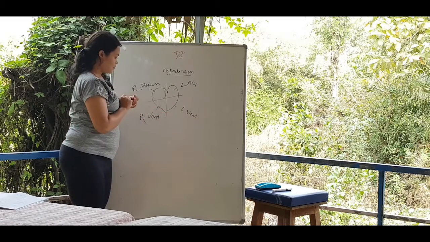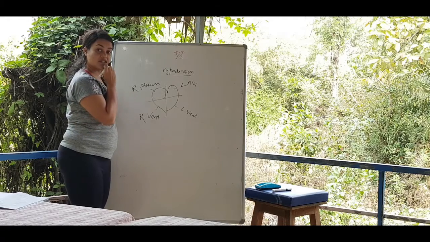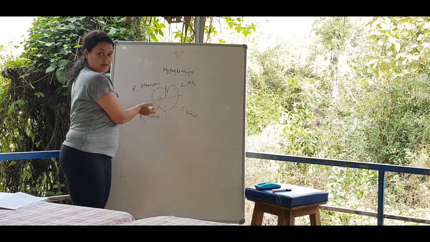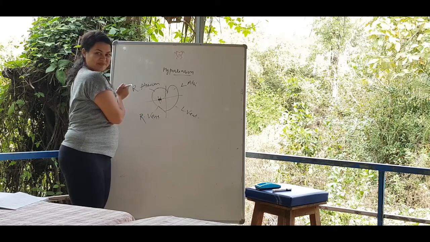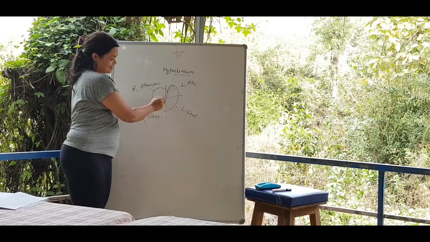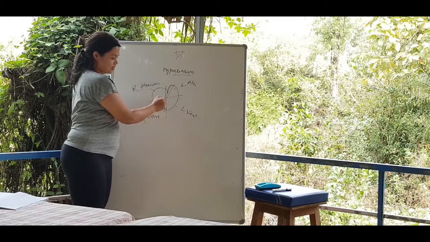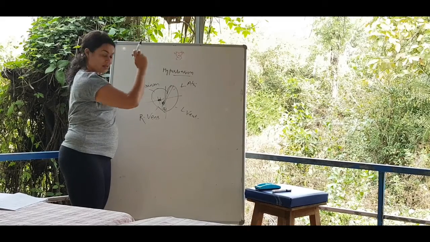Okay. So, how many valves we have? 4. Yeah, 4. So, one is here, tricuspid. Tell me the names. Another one here. What is it? Pulmonary valve, because it goes to the pulmonary, right? It goes to lungs. Remember? Yeah.